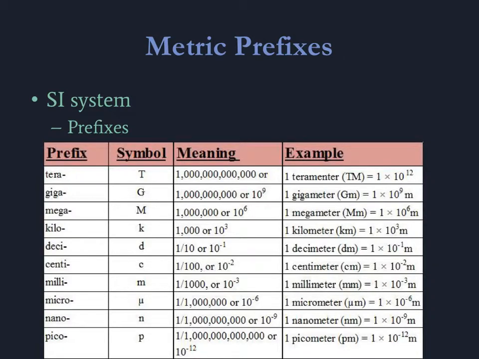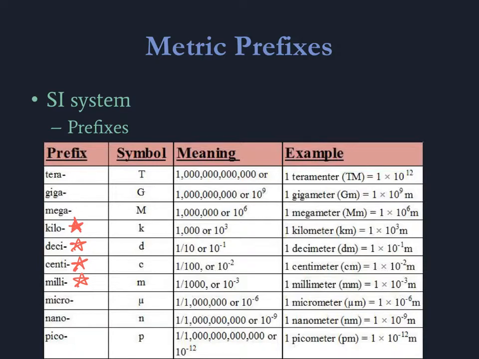Our metric prefixes are also, hopefully by this point in your science career, ones you're familiar with, the most common ones. And the ones that I would expect you to be pretty closely familiar with are kilo, deci to some extent, centi for sure, and milli for sure. Those 4 are the most common that we're going to come across.